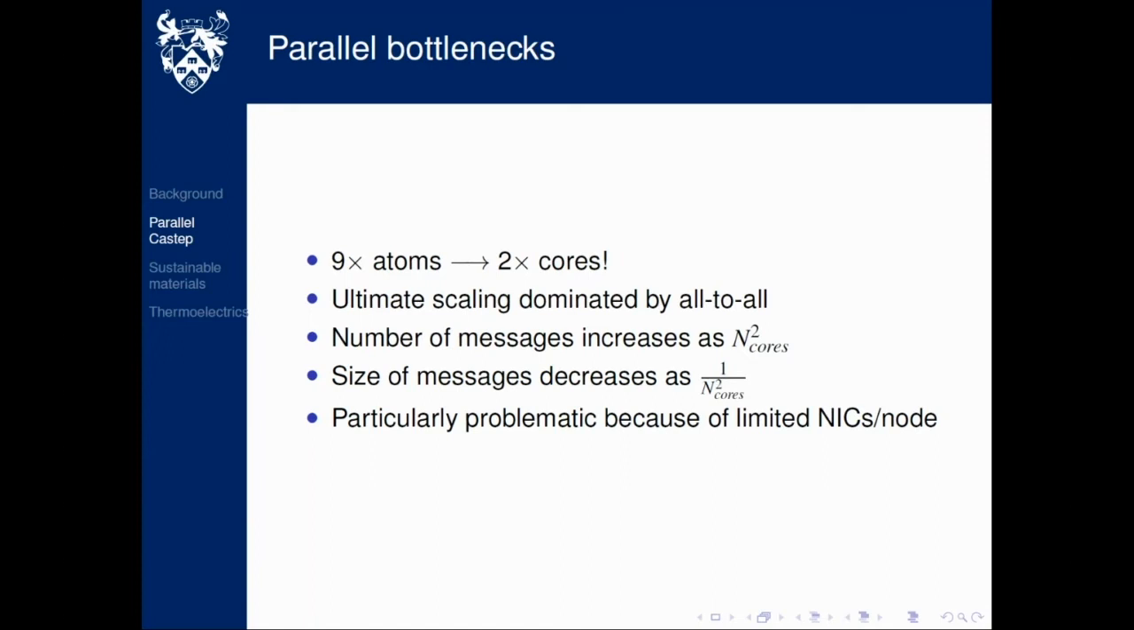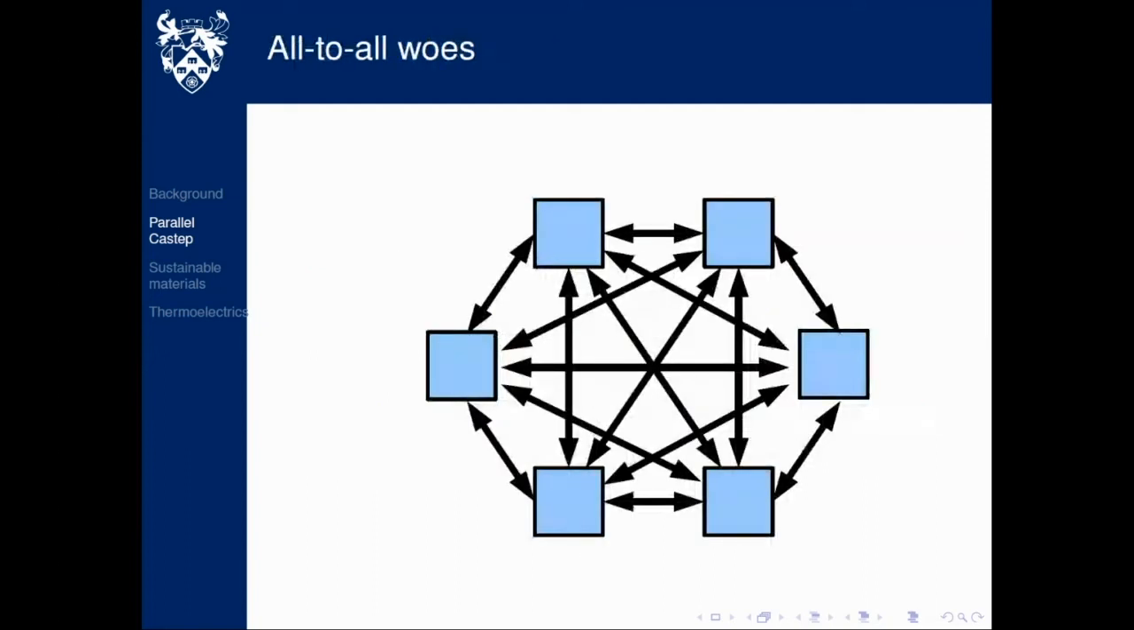And the final piece of the puzzle that makes this really nasty is on modern architectures, the nodes typically only have a few network interconnect chips, NICs. So on ARCHER2, for example, we have 128 cores per node. We have, I think, 2 NICs, not 128. We have 2. So these n-squared communications have to be dealt with by just 2 NICs per node.